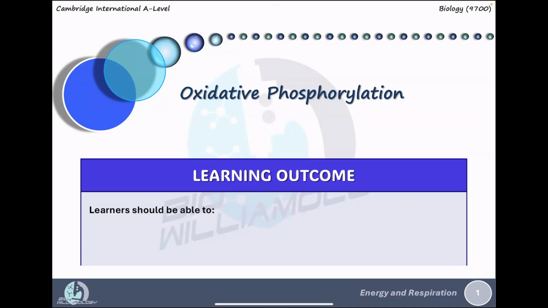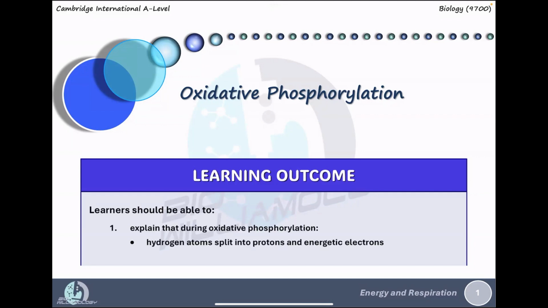In this lesson, we will explore oxidative phosphorylation. At the end of this lesson, you will be able to explain that during oxidative phosphorylation, a hydrogen atom splits into a proton and an energetic electron.